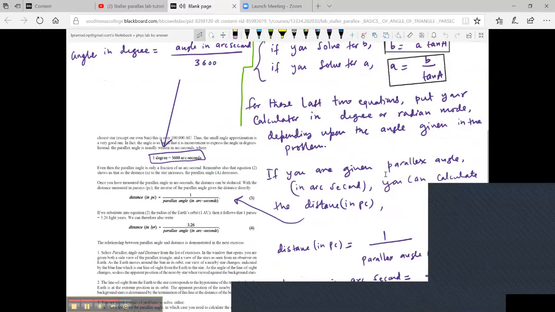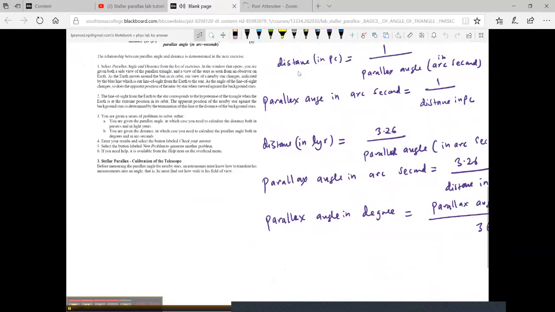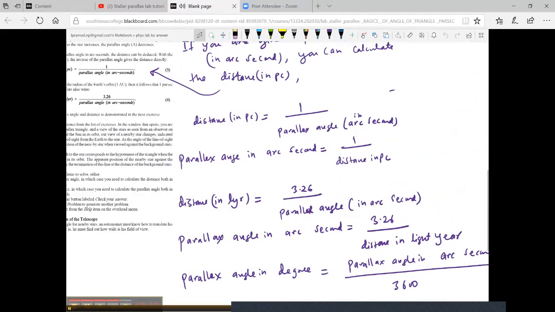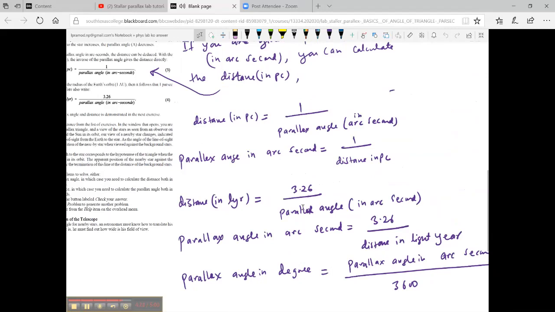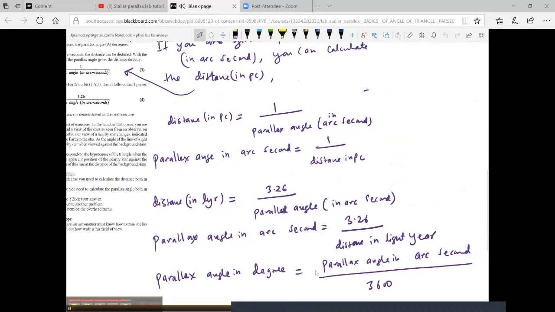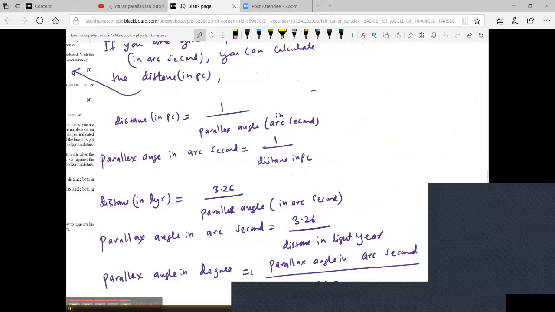So here are the equations. Distance in parsecs should be equal to 1 over the parallax angle in arcseconds. The parallax angle in arcseconds should be equal to 1 over the distance in parsecs. Similarly, distance in light years should be equal to 3.26 over the parallax angle in arcseconds. The parallax angle in arcseconds should be equal to 3.26 over the distance in light years. The parallax angle in degrees should be equal to the parallax angle in arcseconds over 3600. I'll cover the examples in the next video.